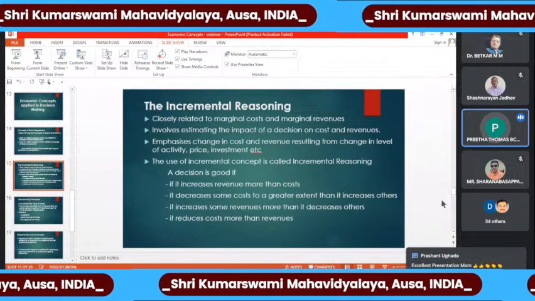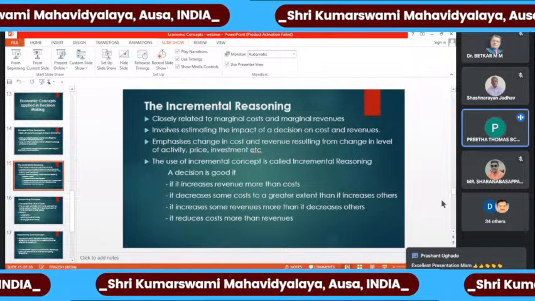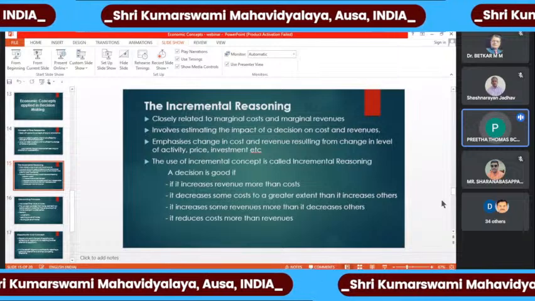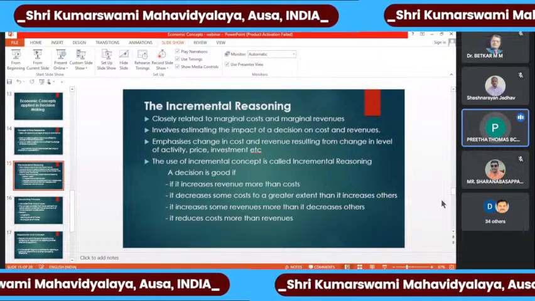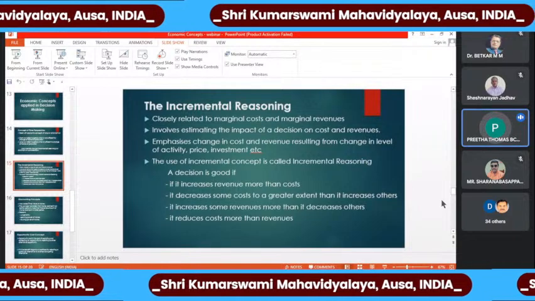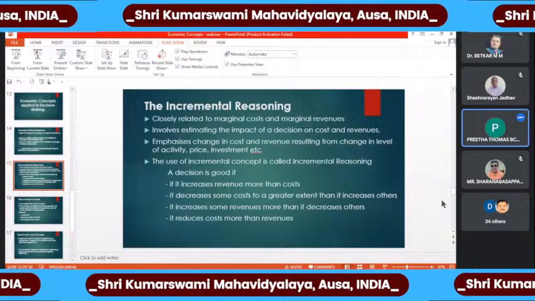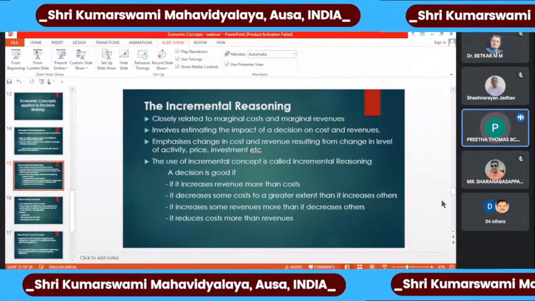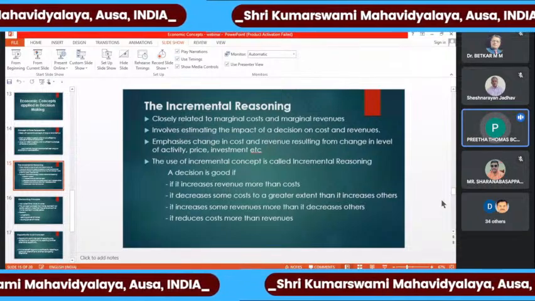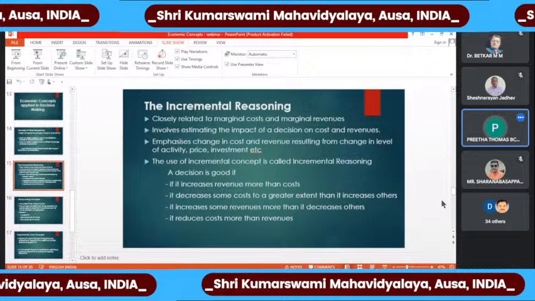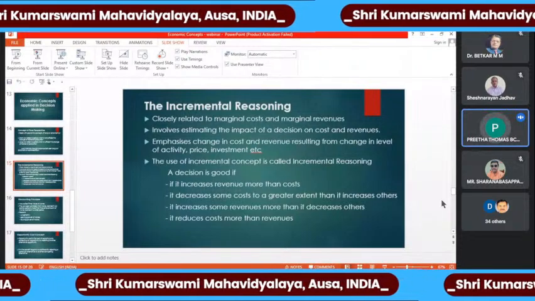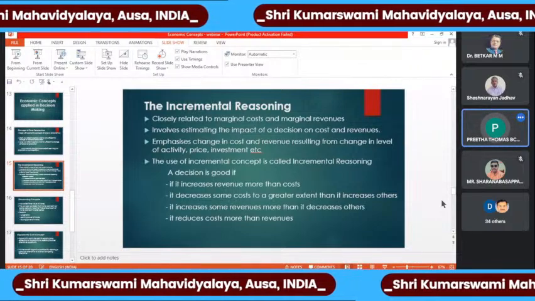For example, I'll tell you once more. Supposing we want to buy new machinery. Our cost is increasing because we are buying a new machine. Because of the new machine, revenue also is increasing, right? When will we consider the decision a good decision? We'll consider it a good decision if the increase in revenue is more than the increase in cost. Cost is increasing, revenue is also increasing, but if revenue is increasing more, then it is a good decision.